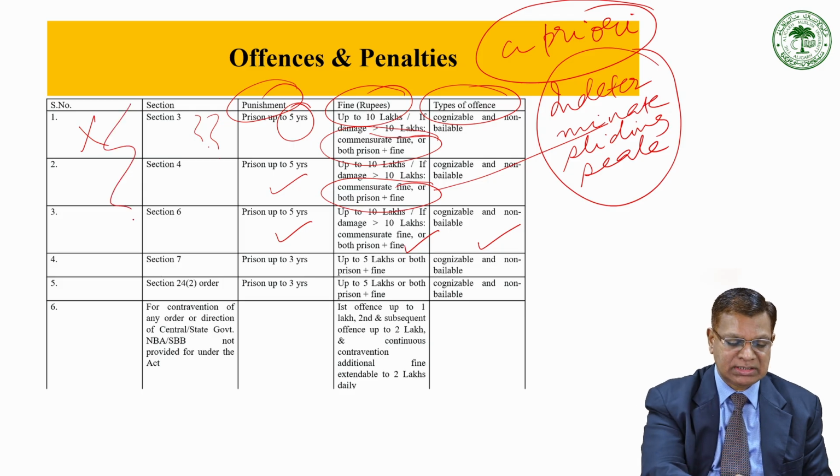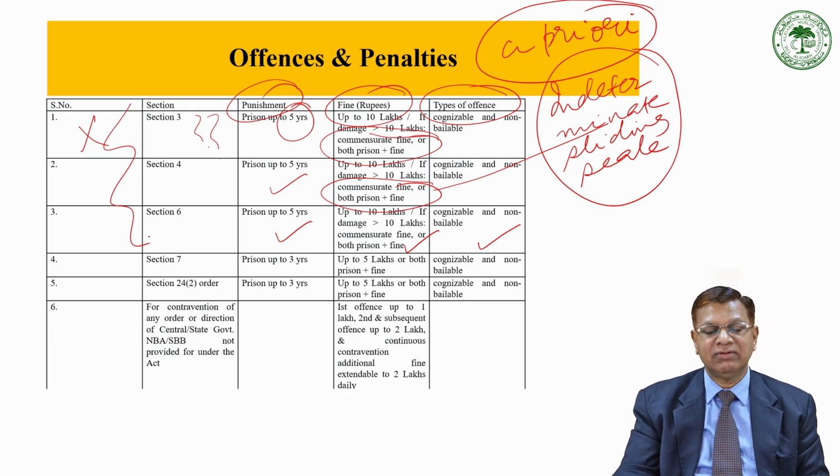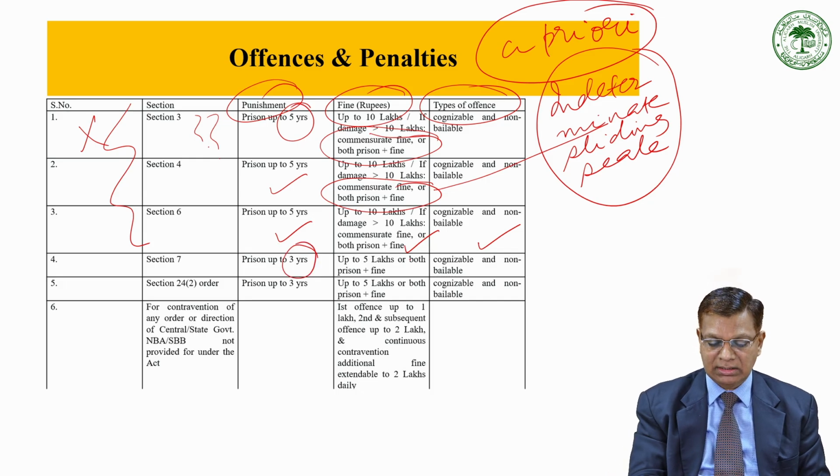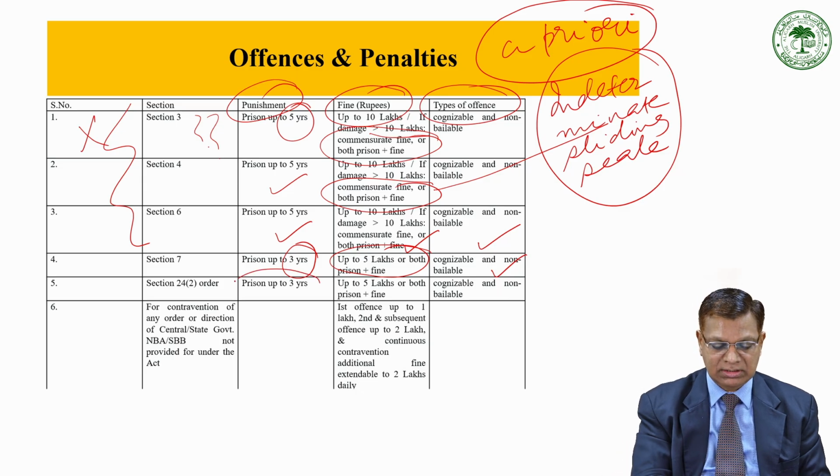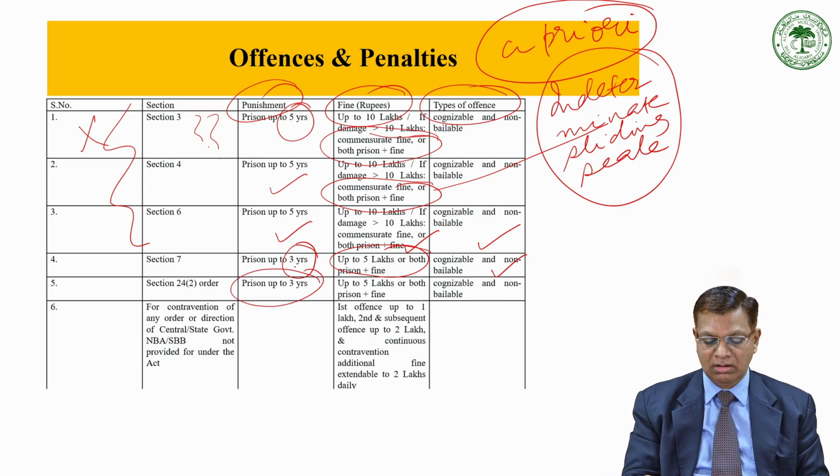Contrary to these three sections, section 7 has a lesser kind of imprisonment and a reduction in the fine, but it remains cognizable and non-bailable. The violation of section 24 subclause 2 order will attract imprisonment of 3 years or a fine of 5 lakh or both, and its nature also appears to be cognizable and non-bailable.